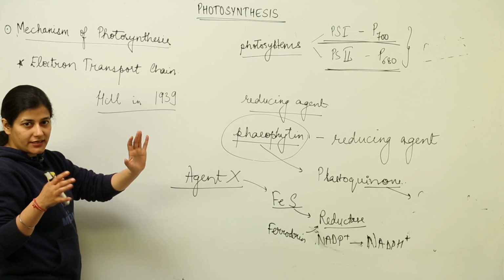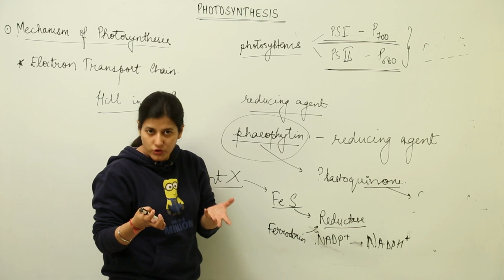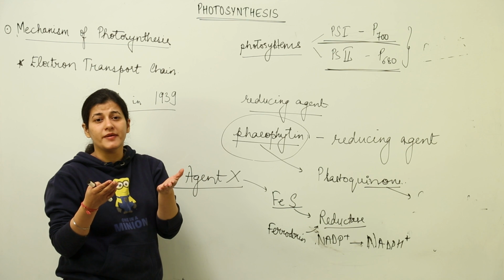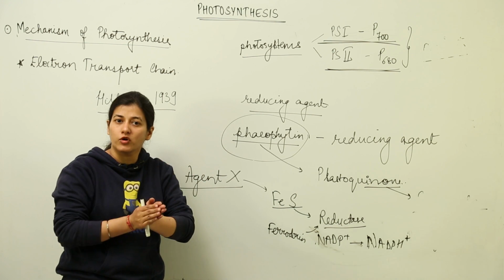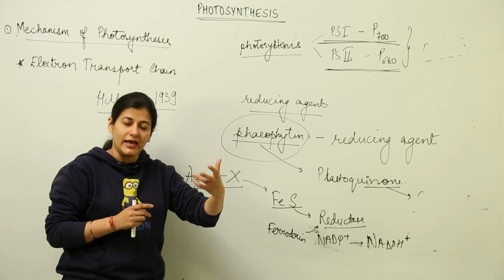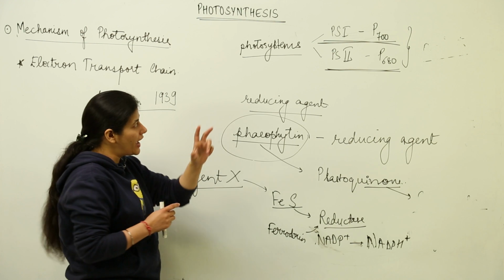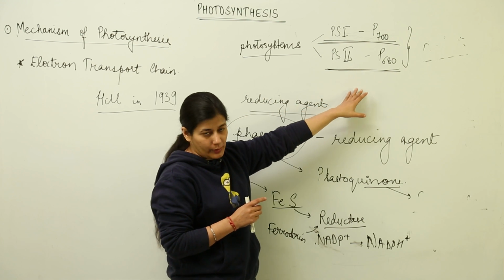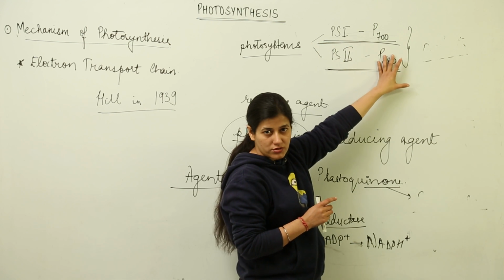See, we had said that the electron would be excited by taking up the energy from photons. That electron would be excited from the photocenter. The photocenter had chlorophyll A molecules which were excited at different wavelengths. One of the chlorophyll molecules which got excited at the 680 nanometer wavelength was part of photosystem 2, and the other one was part of photosystem 1.